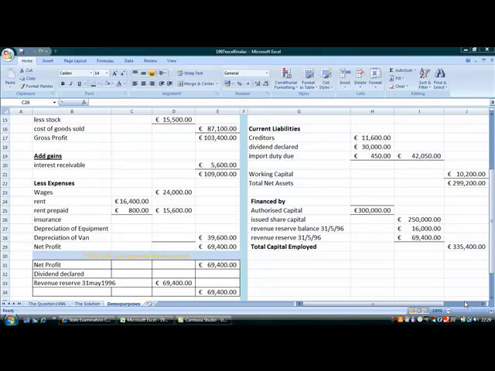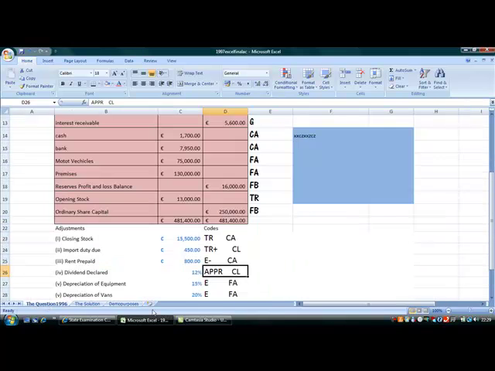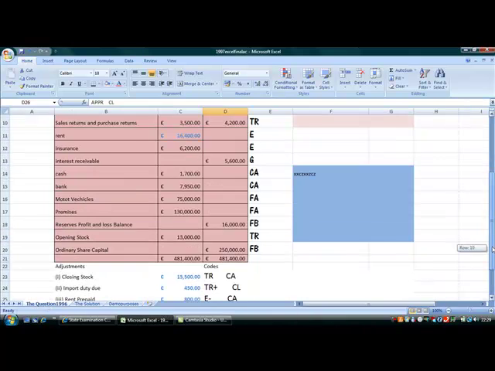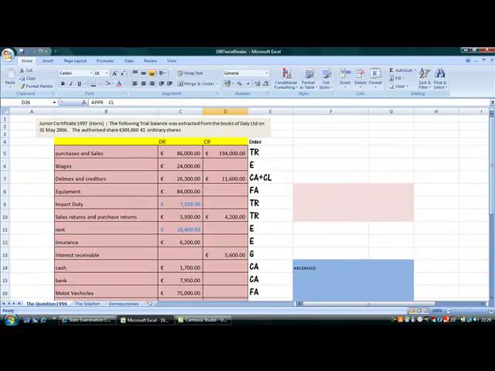Okay, welcome to the 1996 paper. So straight away I'm going to introduce you to the question. It's an extract of a trial balance, and the question very quickly reads: Junior Certificate 97. The following trial balance was extracted from the books of Daily Limited on the 31st of May 2006. The authorised share capital is €300,000 at €1 ordinary shares.